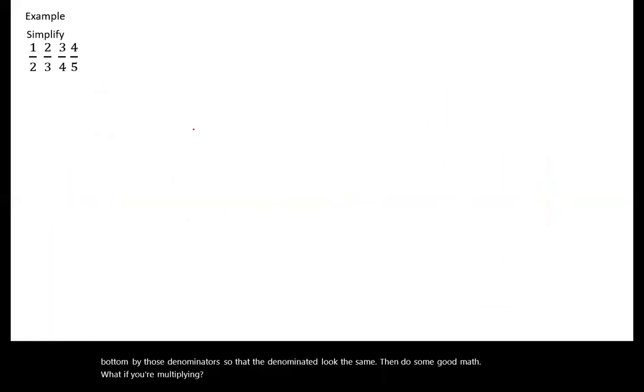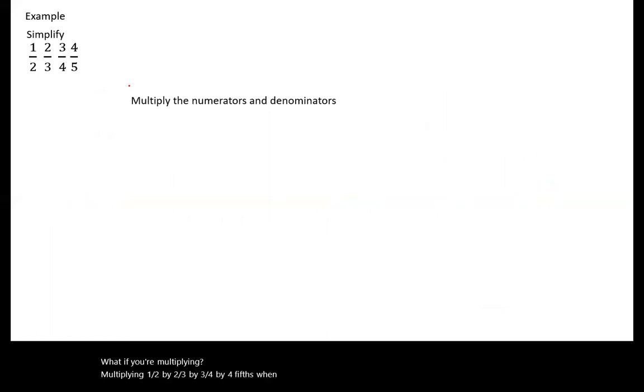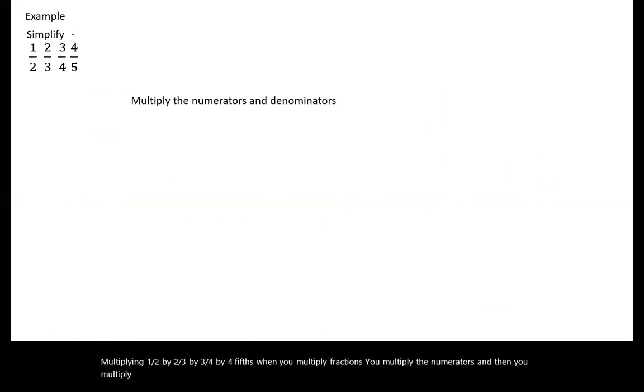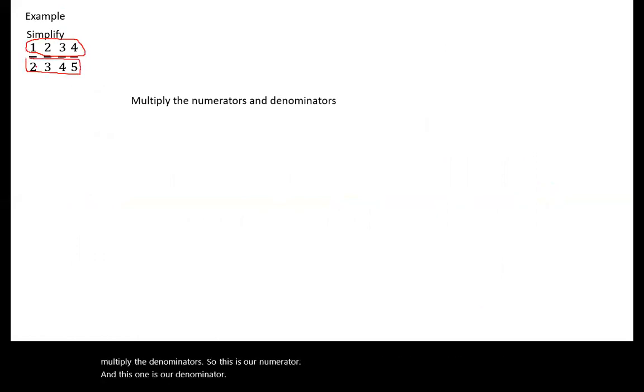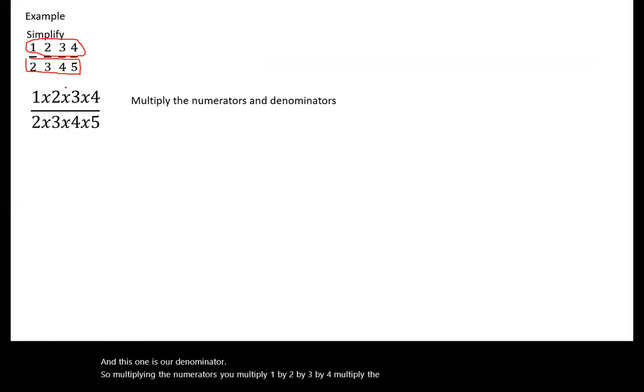What if you're multiplying? We're multiplying 1/2 by 2/3 by 3/4 by 4/5. When you multiply fractions, you multiply the numerators and then you multiply the denominators. So this is our numerator and this one is our denominator. So multiplying the numerators, you multiply 1 by 2 by 3 by 4. Multiply the denominator, 2 by 3 by 4 by 5.